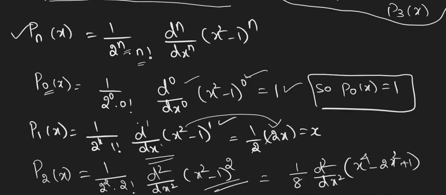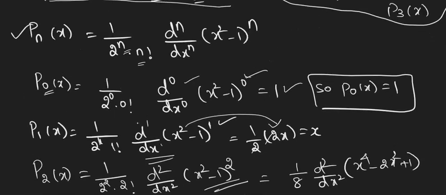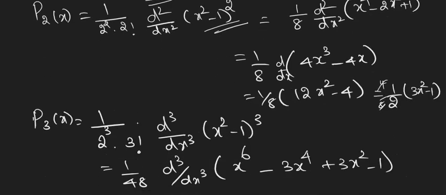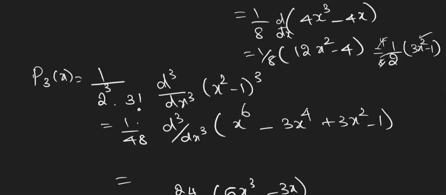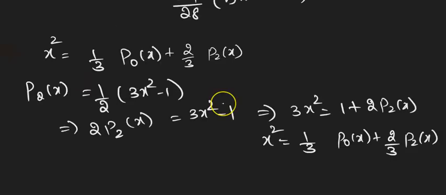So what we are going to do is, if you see here, the terms x cube, x square, x, right? From this equation you can write what is x. From this equation you can write what is x square. And we are going to substitute it. So what we get is x square is equal to 1 by 3 into P0 of x plus 2 by 3 into P2 of x.